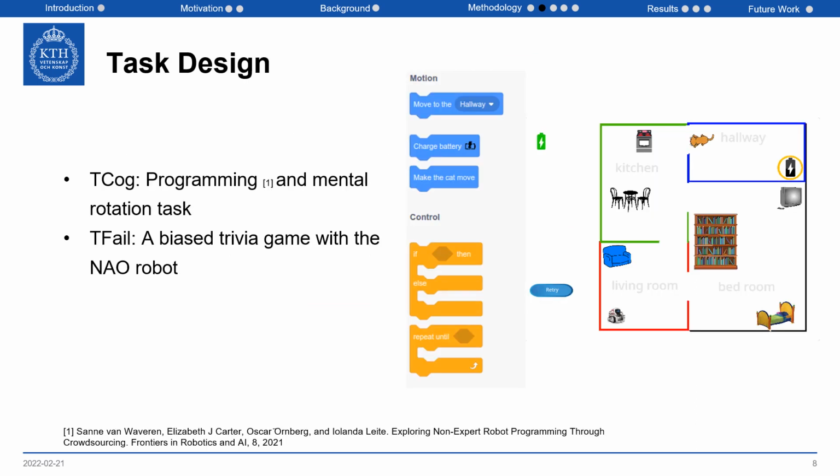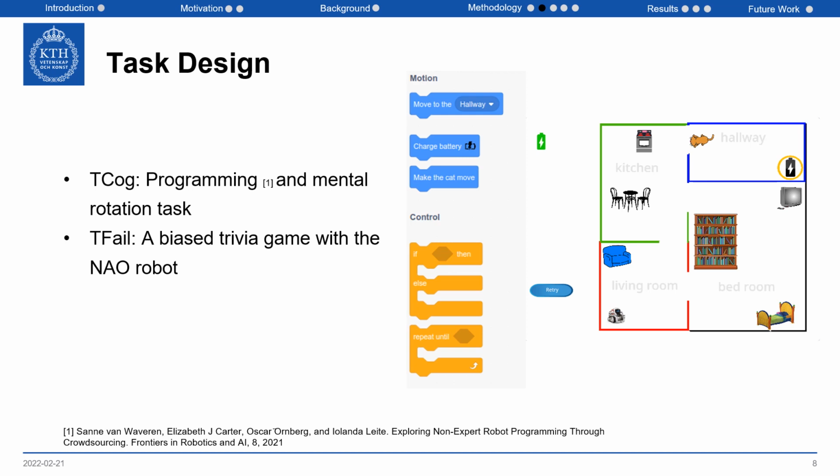In the cognitive load induced frustration task, the person had to program the robot to go from the living room to the hallway using the block diagrams as seen in the figure. This programming task has been adopted from previous works. Added to that, the person was hearing a buzzer. When the buzzer goes off, the person had to change to a mental rotation task and then go back to the main programming task.